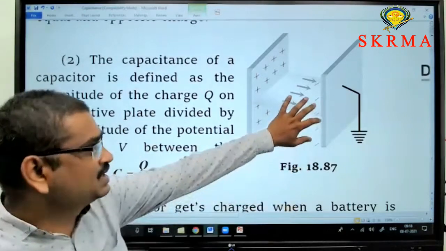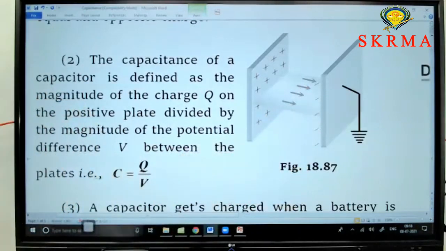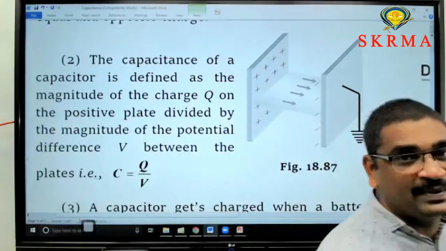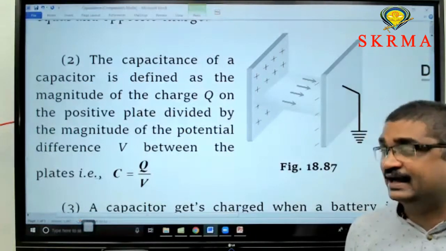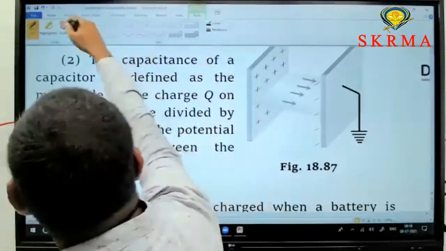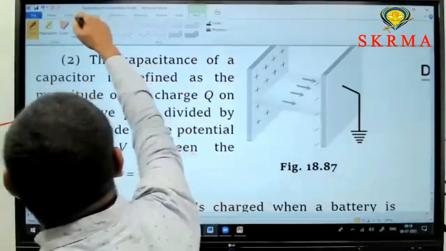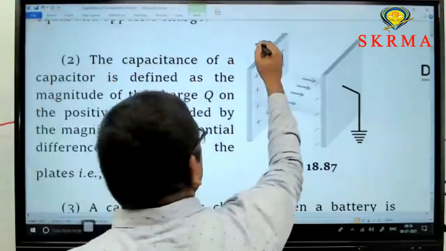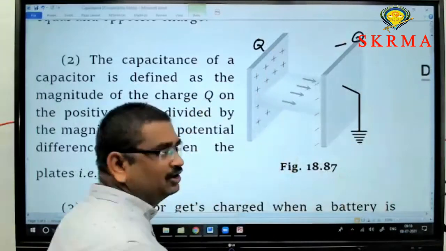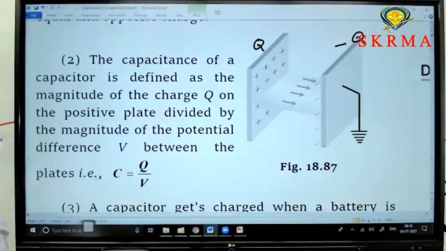So here is one capacitor, a basic diagram. This is called a parallel plate capacitor. For this parallel plate capacitor, what is the capacitance value? Assume that a positive charge Q appears on one plate and a negative charge of the same magnitude, minus Q, appears on the other plate, separated by some finite distance.